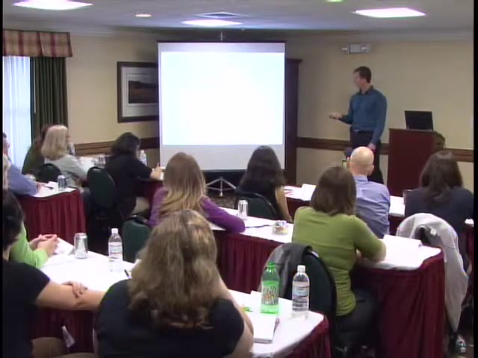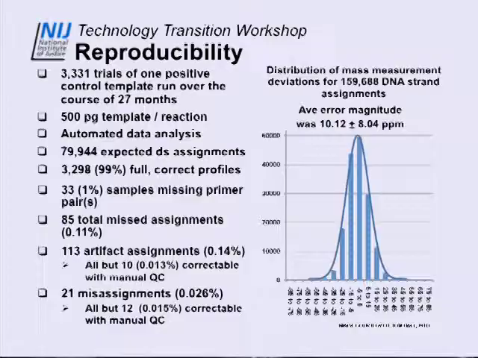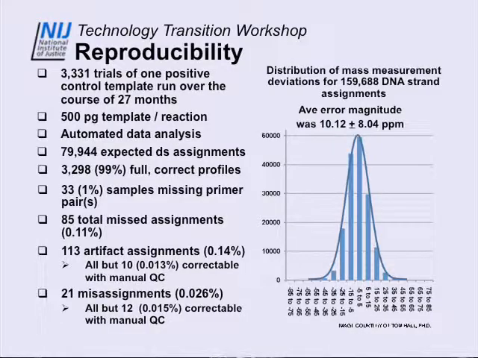Using automated data analysis, that's 79,900 expected double-stranded assignments for this particular template, which does not have heteroplasmy. We got 3,298 full correct profiles, that's 99%. 33% of them had a primer pair missing for some reason or another. Sometimes not enough DNA got into a well. I mean, this is several thousand trials. Sometimes there was a minor miscalibration in a well that doesn't cause you to get the wrong answer, it just causes you to not get an answer.